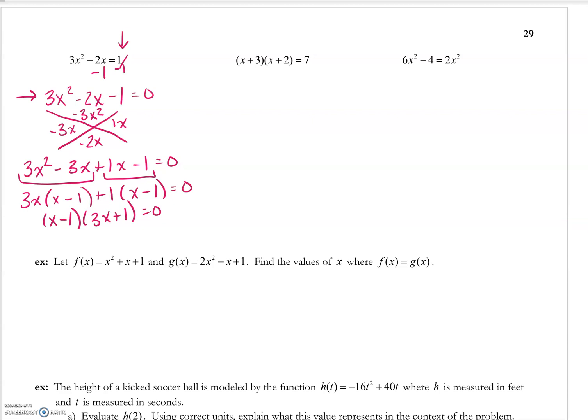From there, since I have two different factors equal to 0, I set both factors equal to 0 individually and solve. When we do that, for this first one, we get x equals 1. And for this second one, if we subtract 1 first and then divide by 3, we get x equals negative 1/3.